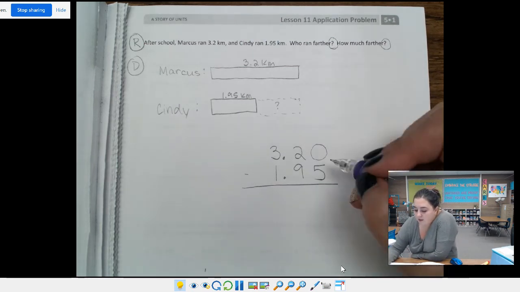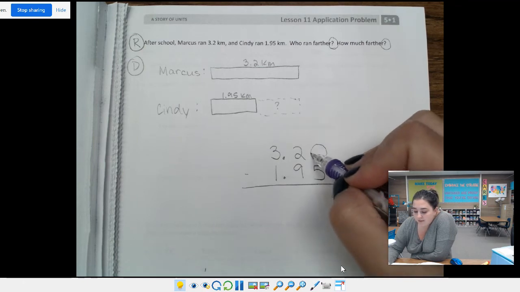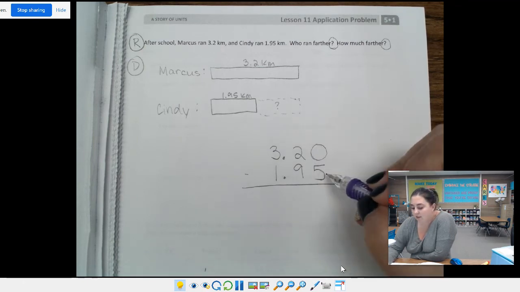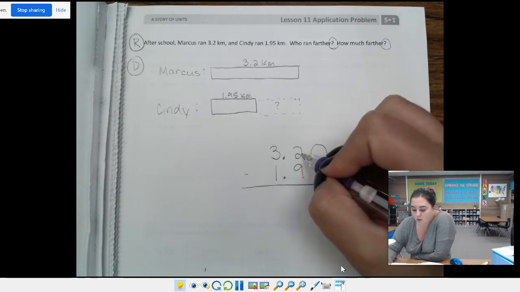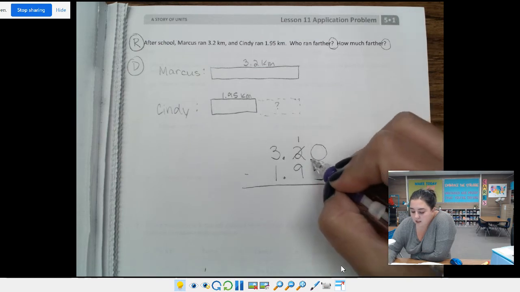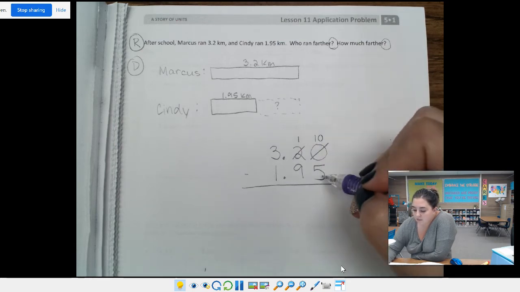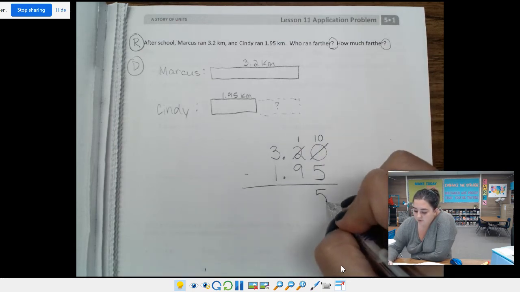Okay, I'm going to solve. I always think of money because it's easier for me. So this is having 0 pennies. I have to take away 5 pennies. I can't do that. So I'm going to have to take one of my dimes here. So I only have 1. And I'm going to exchange that dime for 10 pennies. Now I can subtract. 10 minus 5. I have 5 pennies left.